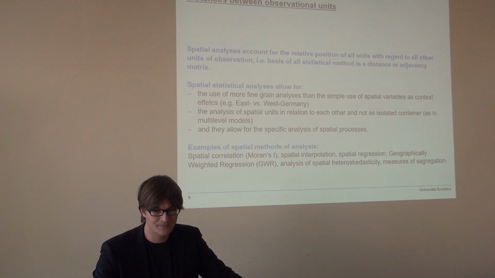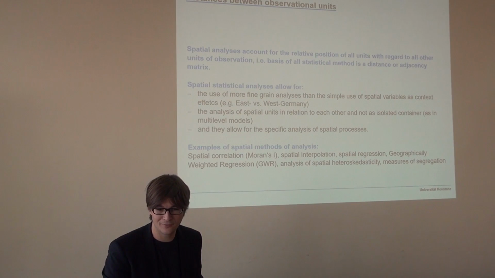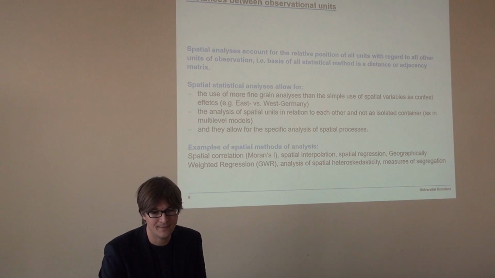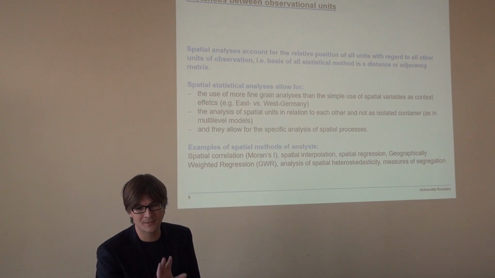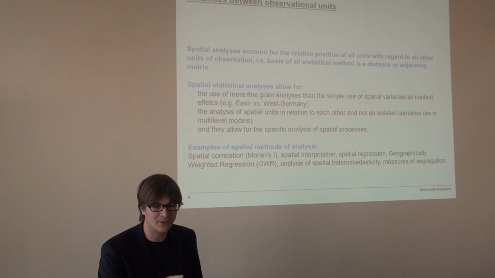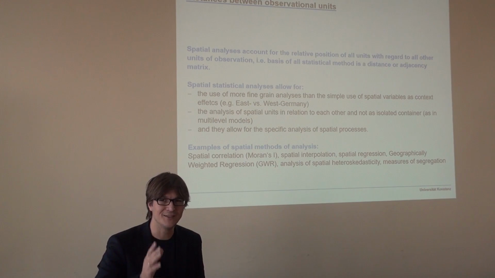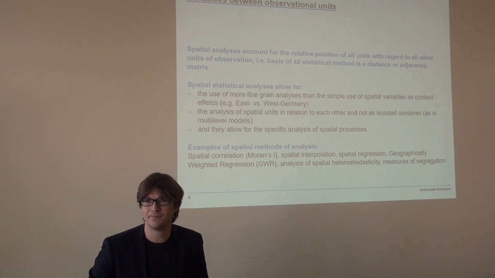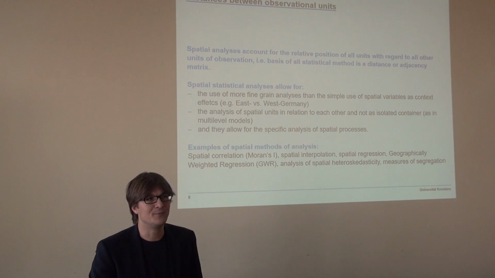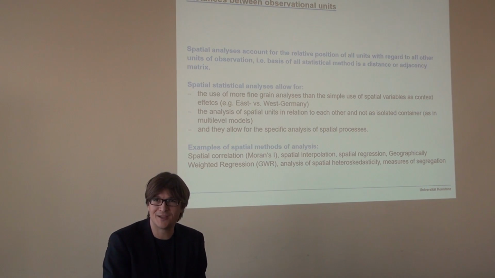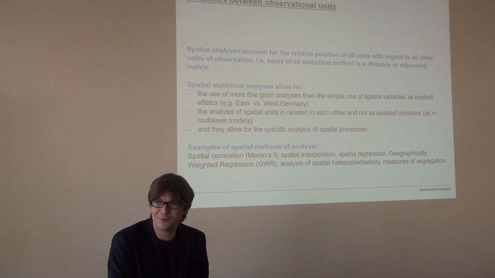Okay, spatial analysis accounts for the relative position of all units with regard to all other units of observation. This is the important point. That is, the basis of all statistical methods is a distance or adjacency matrix. Distance would be the distance between each and every observation, and adjacency would be just the information whether these two objects are adjacent to each other. That means they share the same border.